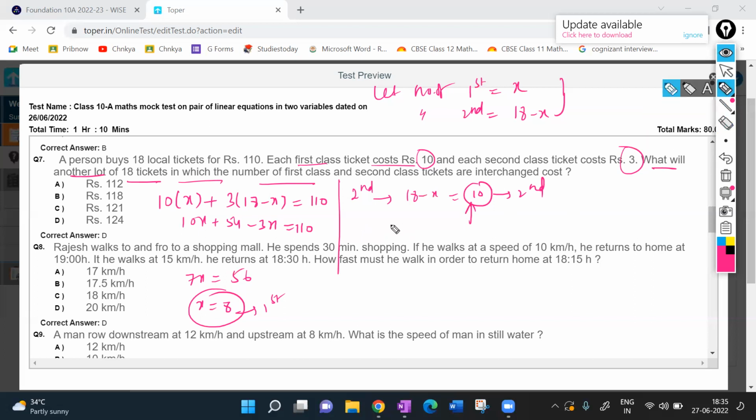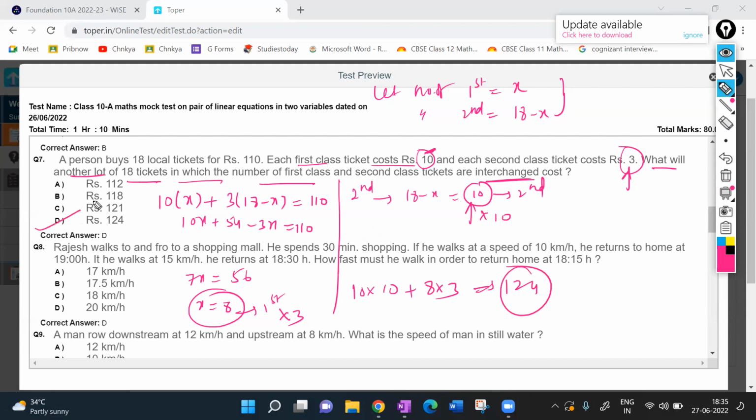If I interchange, what am I going to get? 8 first class, I got 10 as my second class. The actual second class ticket cost is 3 rupees, but here I'll be interchanging. So I'll take the second class ticket, 3 rupees, and multiply it with the first class count, and the first class ticket cost I'll multiply with the second class count. So 10 into 10 plus 8 into 3. I interchanged it. Correct? Understood my point? 124 is your answer: 100 plus 24. Understood, people, how I did here?